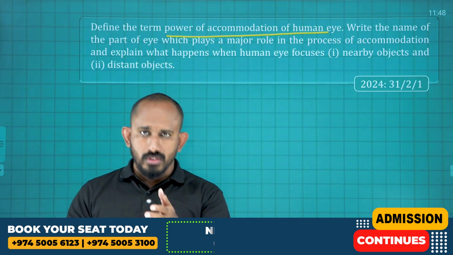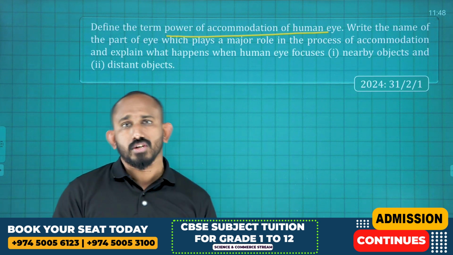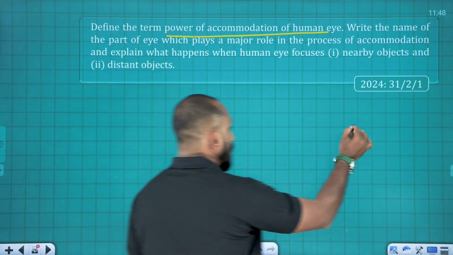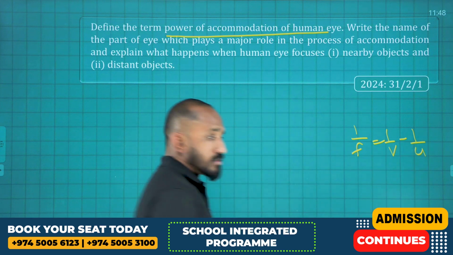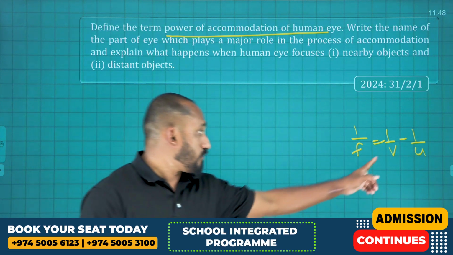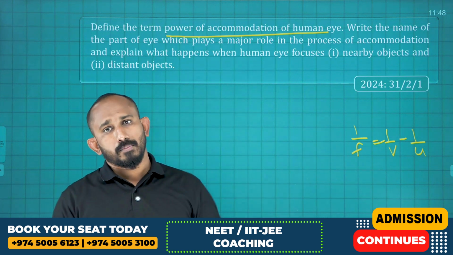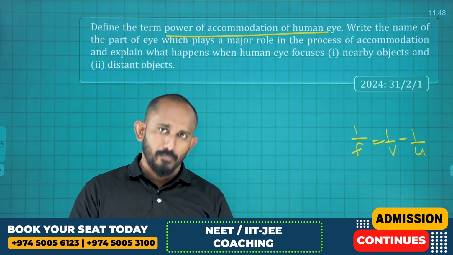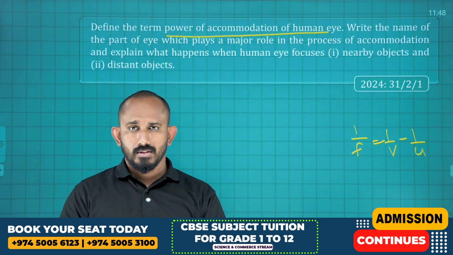So to see nearby or far away objects, the focal length of the lens should be changed. You know the equation 1 by f is equal to 1 by v minus 1 by u. This is the lens formula. If v is fixed, then u changes, and the focal length will be changing. That's the logic here. So the eye lens focal length is changed with the help of ciliary muscles.